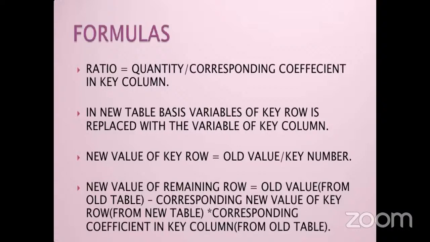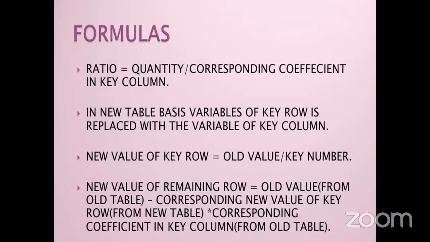First is the ratio to find out row wise: quantity divided by the corresponding coefficient in the key column. And in the new table, the basic variable of the key row is replaced with the variable of the key column. The new values of the key row are nothing but the old values divided by the key number.